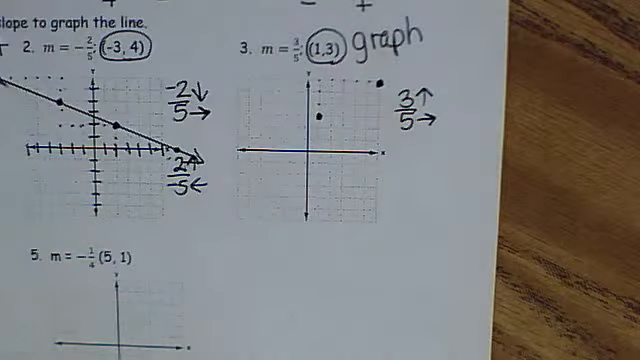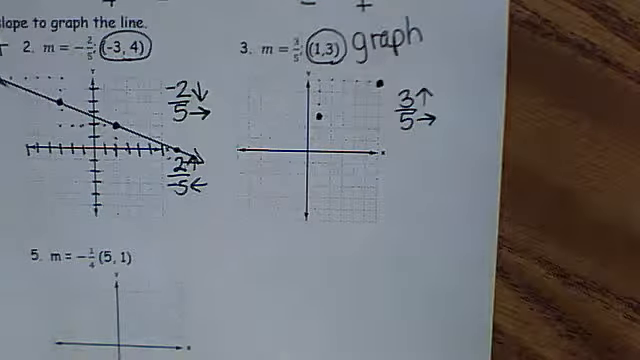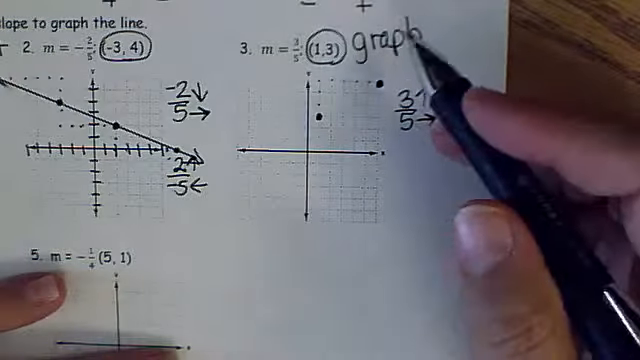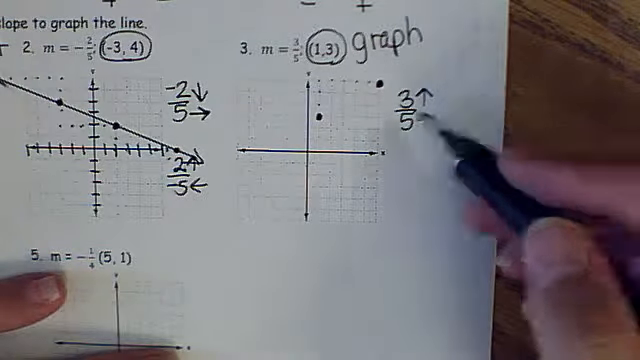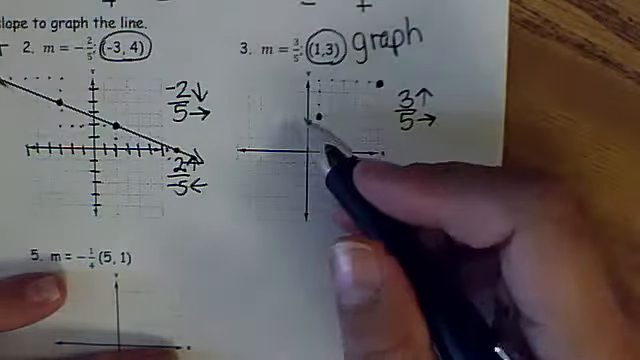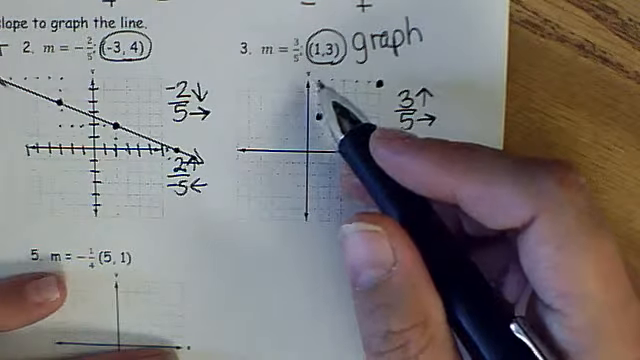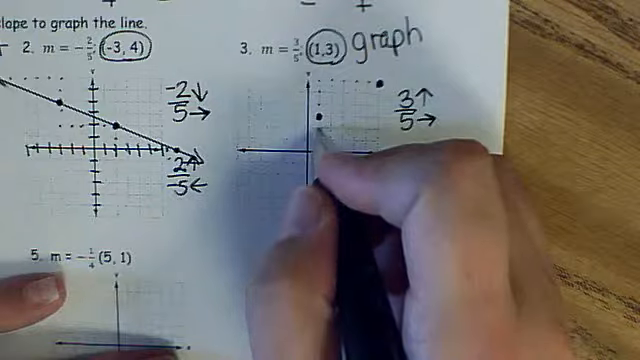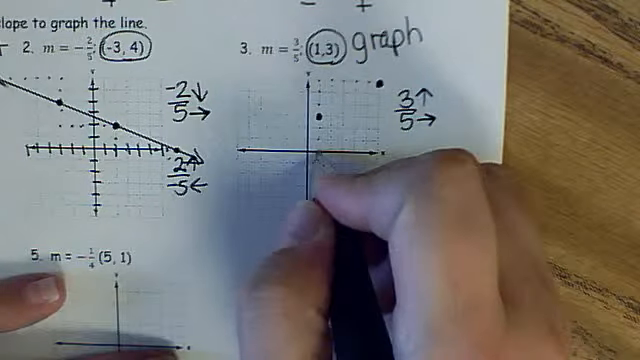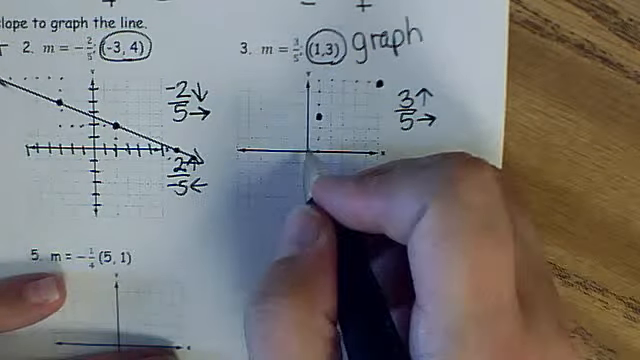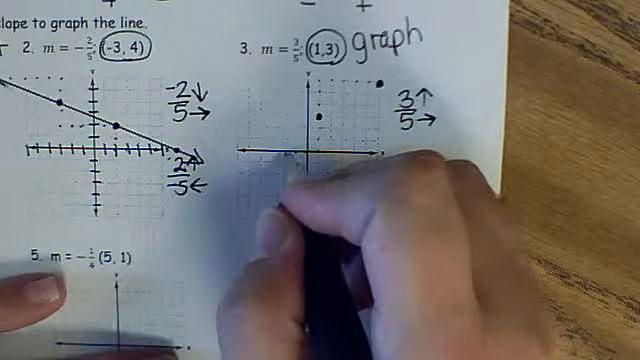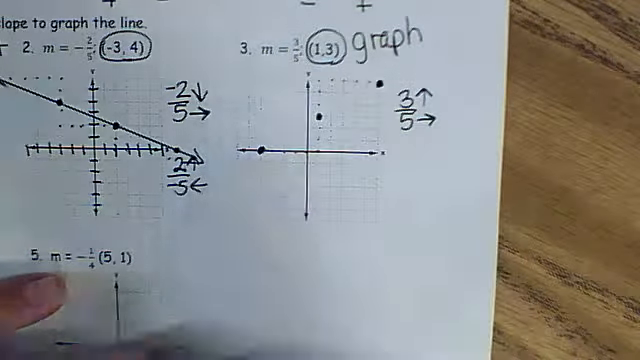Now again, I need 3 points in order to make a line, but I obviously can't move up 3 more and to the right 5 more, because that's way off the graph. So go back to your starting point and reverse directions. Instead of moving up, you're going to move down 1, 2, 3. Instead of moving to the right, you're going to move to the left 1, 2, 3, 4, 5.